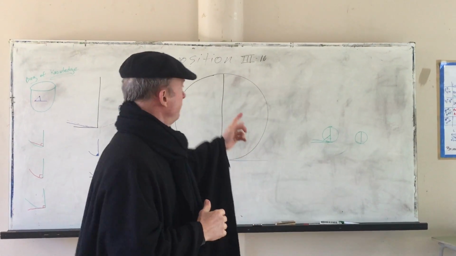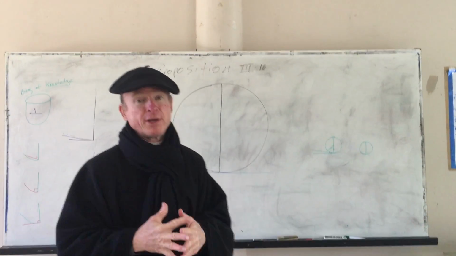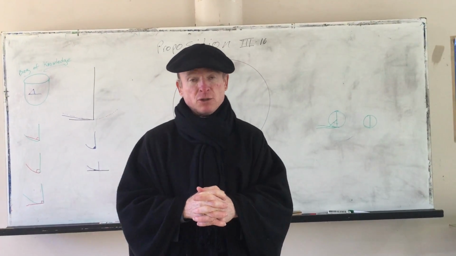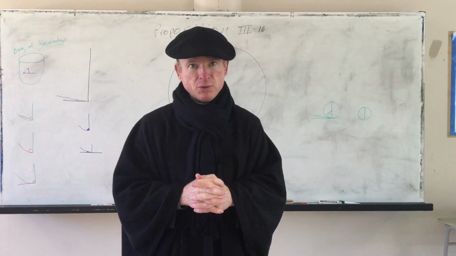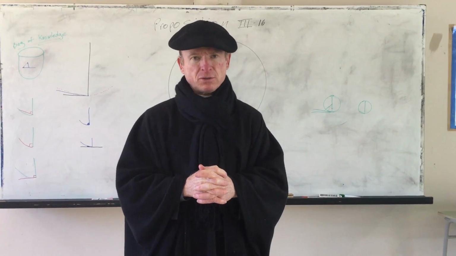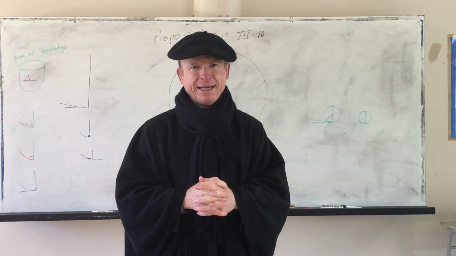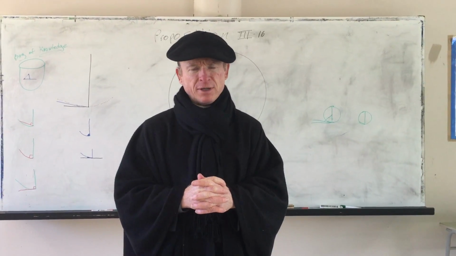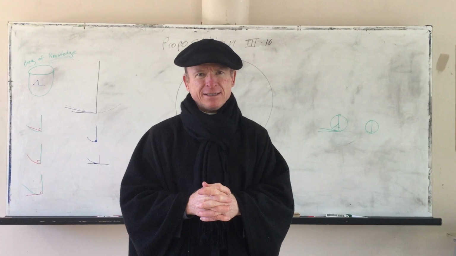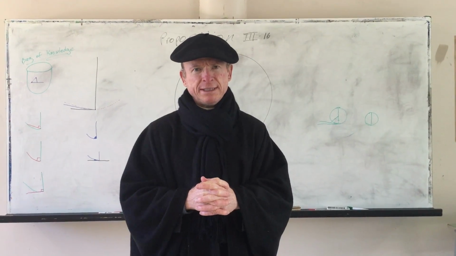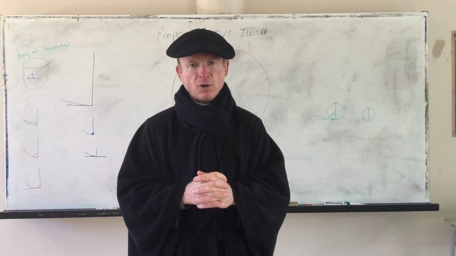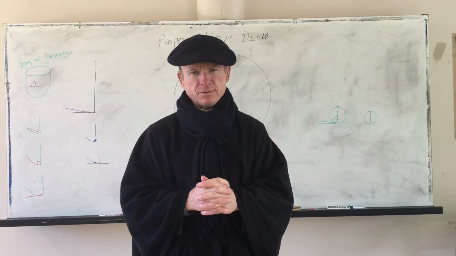Dear students, today we have Proposition 16 of Book 3. A straight line drawn at right angles to the diameter of a circle falls outside the circle. And further, a straight line cannot be interposed in between the circumference and that straight line falling outside the circle.